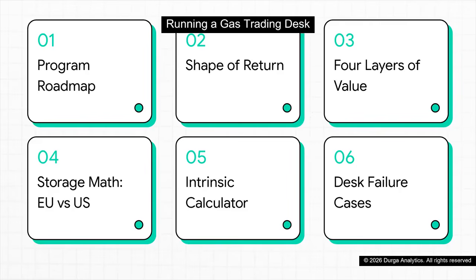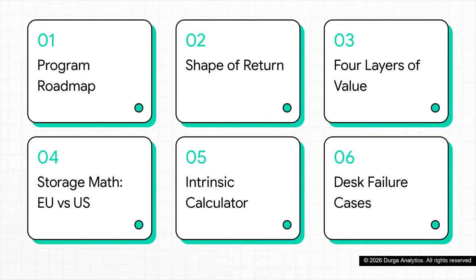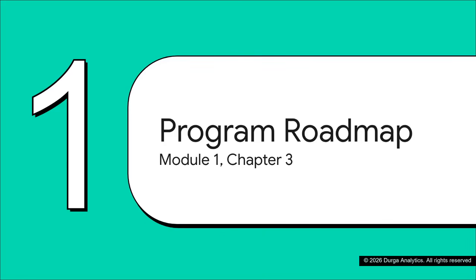Okay, let's dive into this masterclass structure. We're going to cover our program roadmap, the actual shape of your return, the 4 layers of value, compare European and US storage math, build an intrinsic calculator together, and finally, do some autopsies on real-world desk failures. Starting briefly with the Master Program Roadmap.